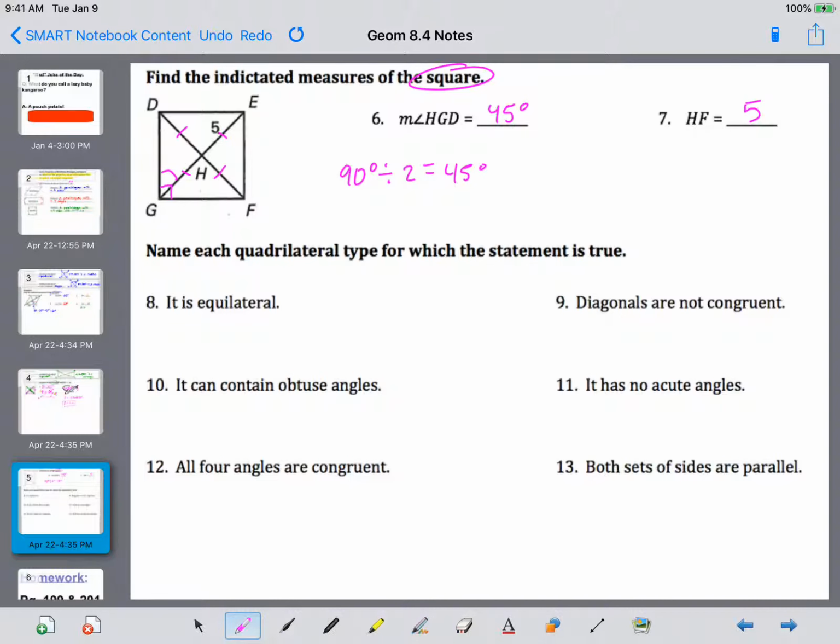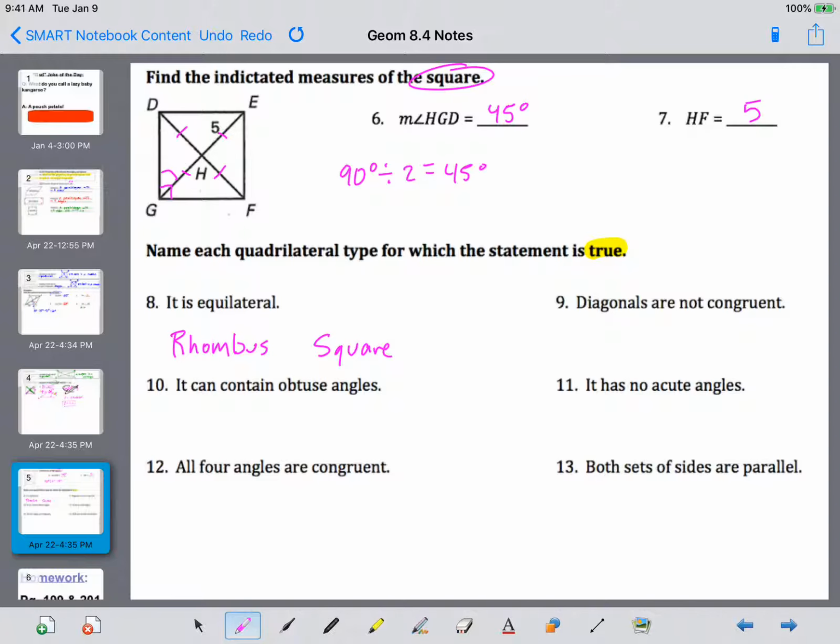All right, so in our last set of examples, we're just going to name each quadrilateral type for which these statements are true. So it's equilateral. All the sides are the same length. We know that is true for a rhombus. And that is also true for a square. All right, now if you'd like to pause the video and give these a shot on your own, that would be a really great way to see if you are comfortable with naming these types of figures. But we're going to plug along here.